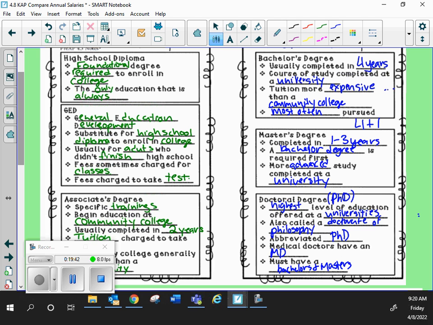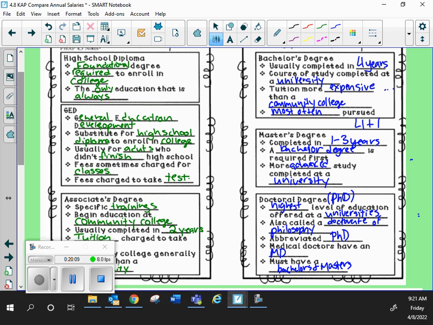MBA is a master's in business. It's a master's in business something. If your parents have MBAs, they usually have a master's in business administration. And if that's wrong, ask your parents and they'll know because they have it. Miss Milo doesn't have that, so she doesn't really know that. That's the truth. I'm going to answer questions in my class.